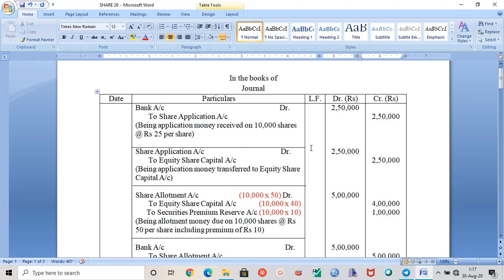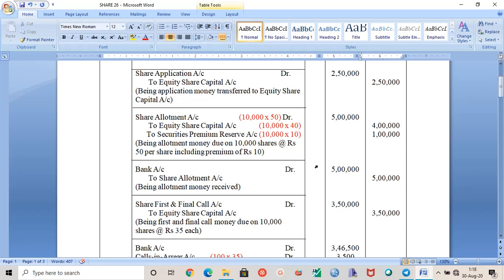So we know these entries. This is the entry for application money that has been received. After that, we will transfer the application money to equity share capital account. Then share allotment money will be due. After that, we will receive the allotment money. So don't worry about the SPR at the time of share forfeiture, because with allotment money we are already receiving SPR. Anyway, now let us move on to the fifth entry.